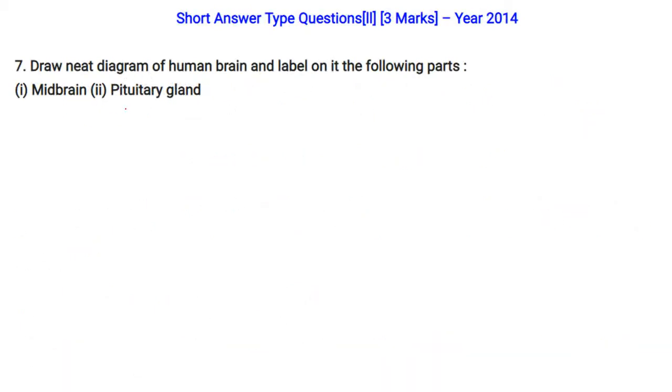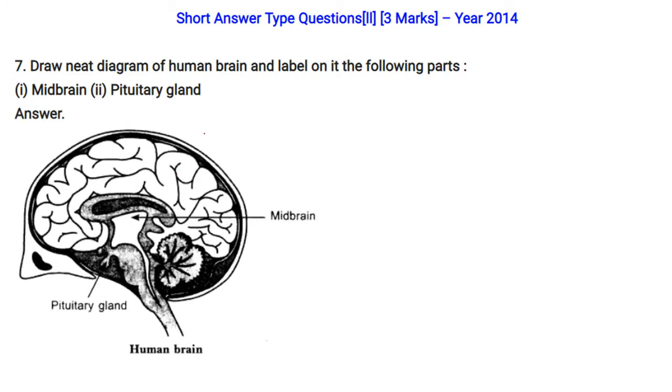Draw the diagram of the human brain and label on it the following parts: midbrain and pituitary gland. So this is a diagram of the human brain. This is the midbrain, and here we have the pituitary gland.